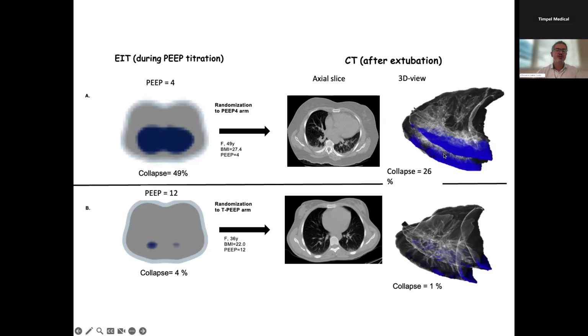So these collapse when patients were already extubated. So you see here marked in blue the amount of collapse in a patient from the control group, which during the operation, during surgery, had a collapse of around 49%. And this is a patient in the intervention arm with just a little bit of collapse. And during surgery, the patient only had around 4% of collapse. So these are the CT scans of the patients.